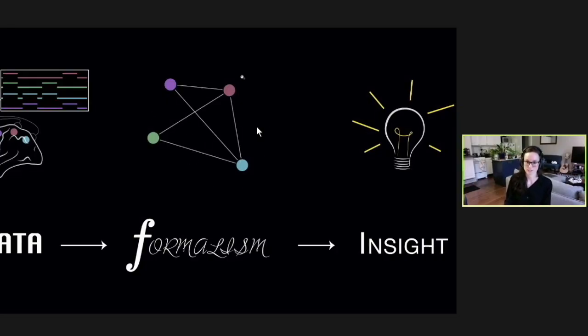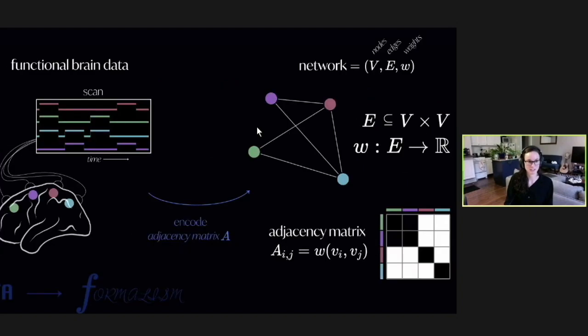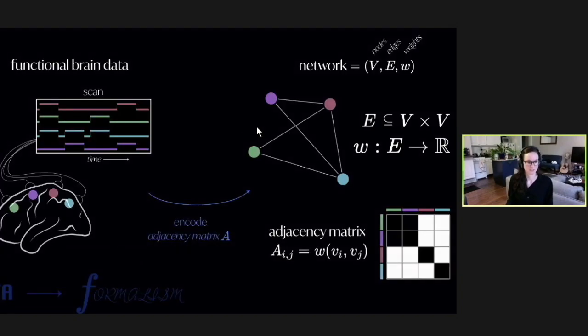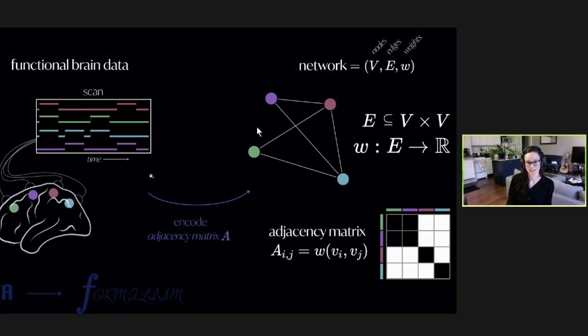And then once it's in this formalism, we can use computational methods, talked about previously today, to gain more insight into our actual system. So more specifically, this first data-to-formalism step looks like this: we have, for example, functional brain data. Perhaps we're scanning someone, a resting state scan, and we'll encode this data using an adjacency matrix as a network.